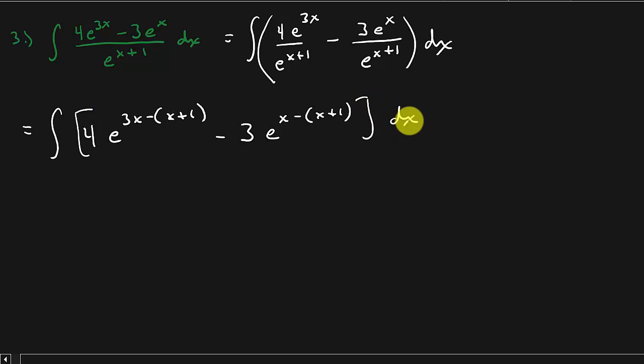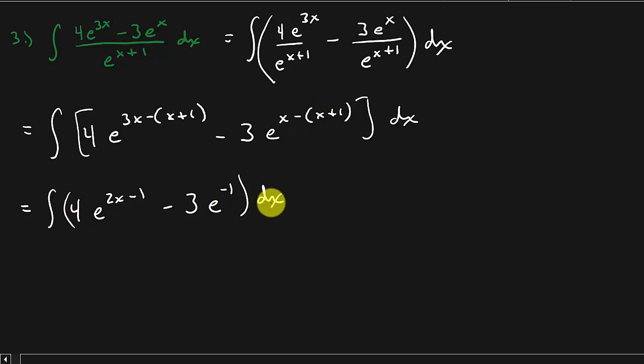All right. So right now we're not even integrating this thing. What are we doing? We're just rewriting it so we can integrate it. And so we're going to have the integral 4e to the 3x minus x, which is 2x, and then I distribute the minus 1, so that's minus 1. Minus 3e to the x minus x, which is 0, and distribute the negative. That's just going to be e to the negative 1.